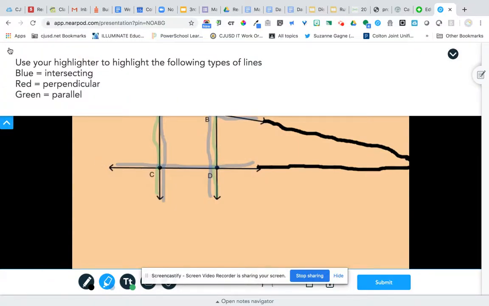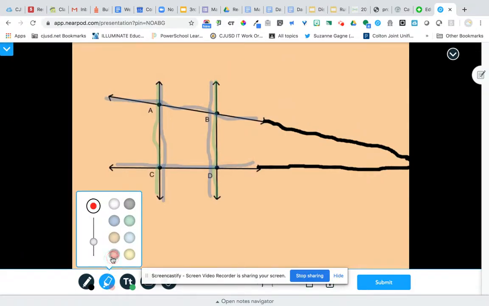Our last thing is perpendicular, red. So perpendicular, I'm going to tell you, none of these are perpendicular. As you can see, this line is going straight down, but this line is not going straight across. It is on an angle headed upward. So these intersections are not perpendicular. The only way they can be perpendicular is if it's going straight in both directions.